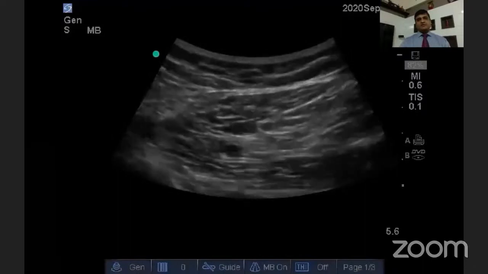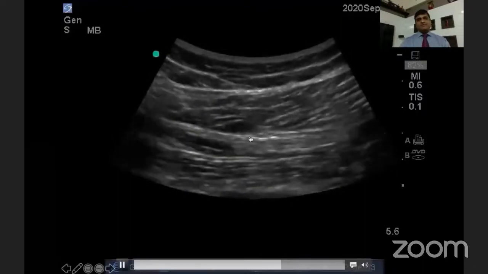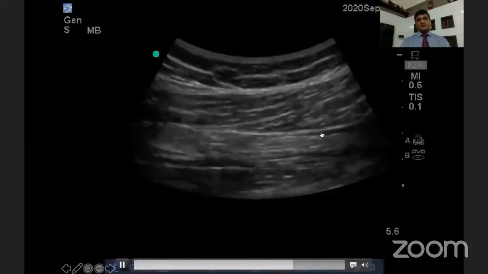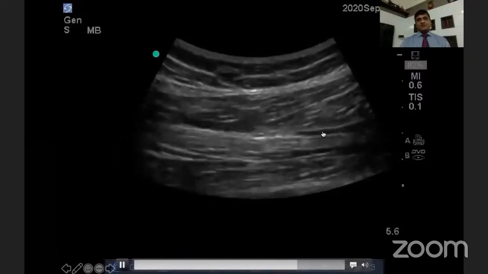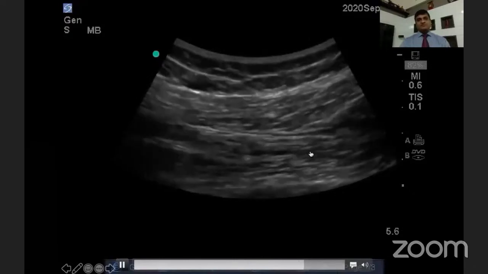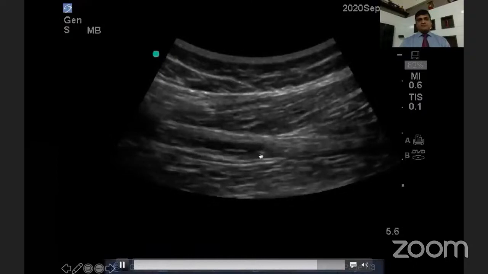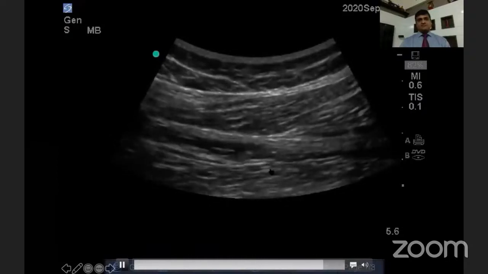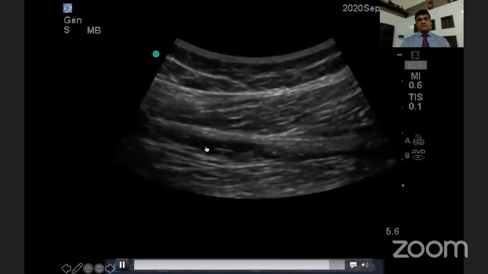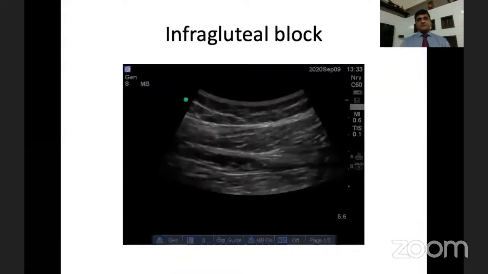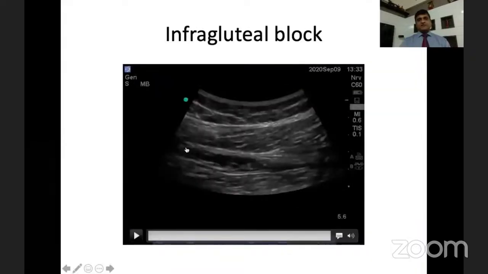Now turning the probe, yes, you can see the sciatic nerve in longitudinal view, and you can see the presence of drug above and below the nerve. This is the needle tip. And you can see the extent of drug spread along the length of the nerve. It is easier to place the catheter in longitudinal view than in transverse view.